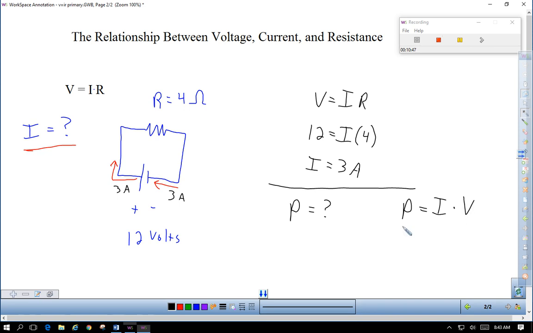P equals I times V, and that's the rate at which power is used. All right, well that's not any harder than finding the current was. And in fact, let's see, the first thing that I'll need is the current from my previous question, 3. What's the voltage here? Still 12. And so the power is, in fact, 36 watts.